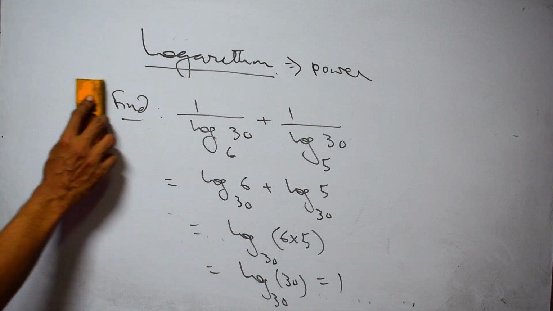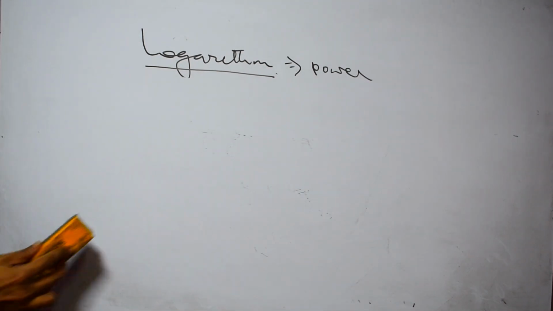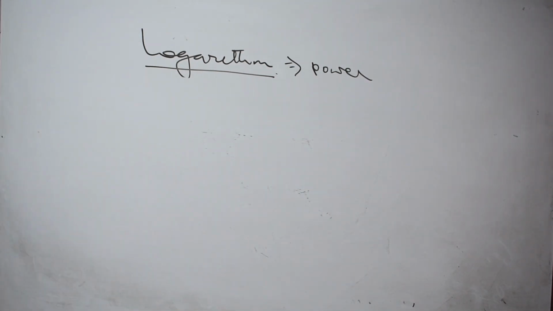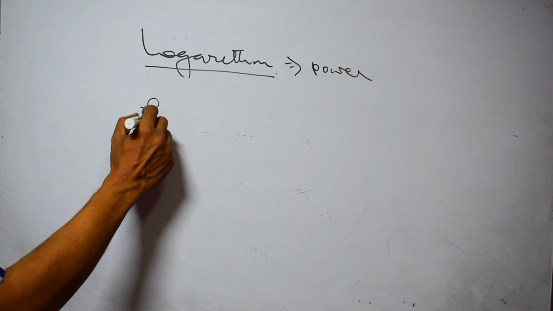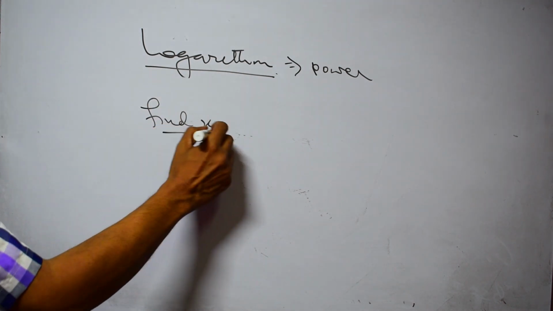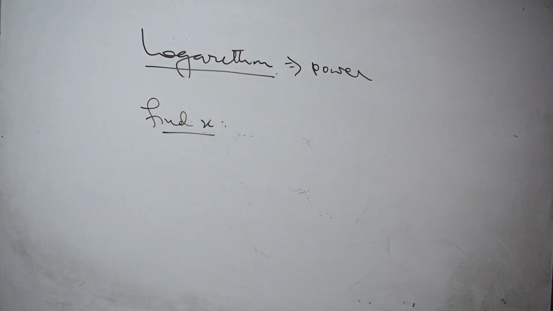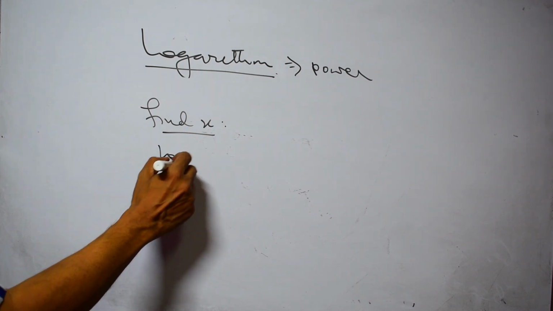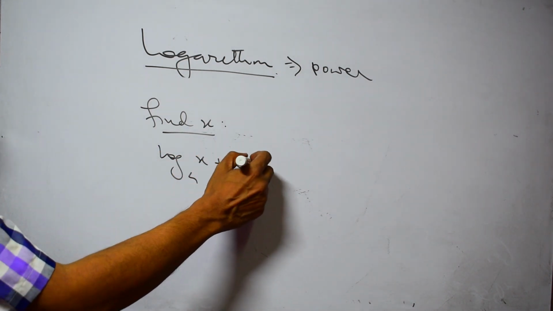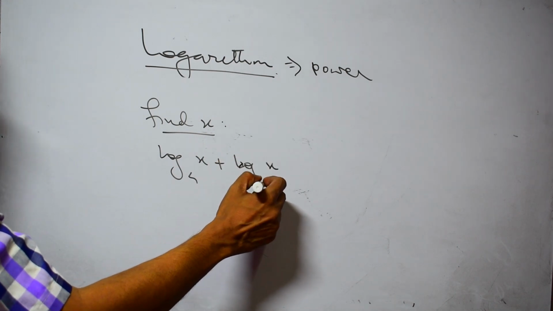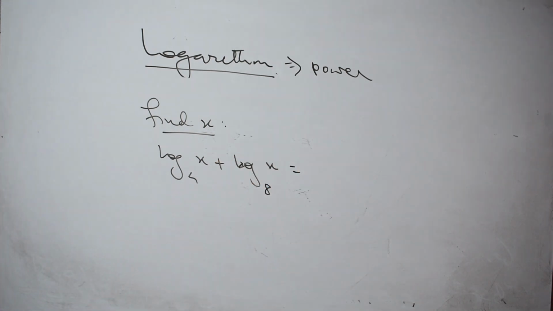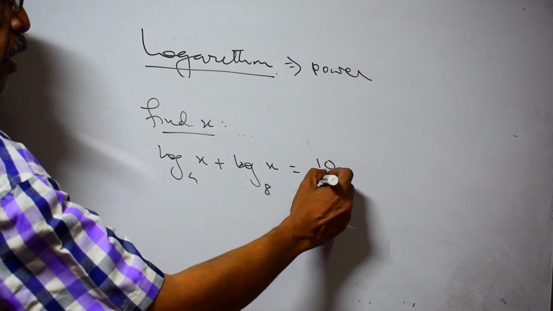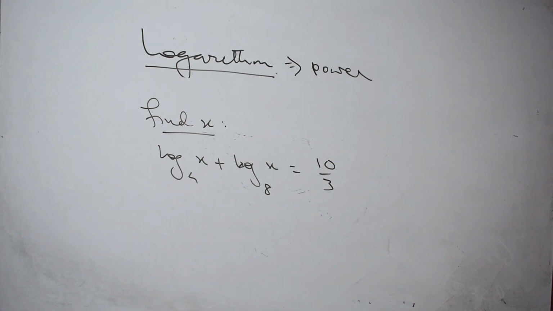Another problem we can take for change of base: find the value of x, or solve for x. And the question is log x to the base 4 plus log x to the base 8 is equal to 10 by 3. What we need is to solve for x.